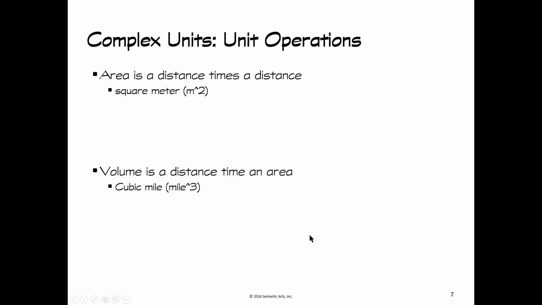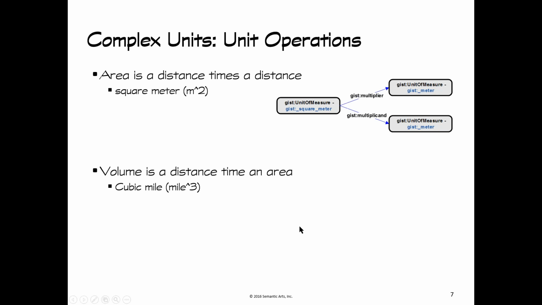Now we also have in GIST a way to put together complex units. There's a variety of unit operations. So you can put two units together and get another unit out of that. So area, for example, is a distance times a distance, and the standard unit would be meters squared. And this is how we would create that. We would create a new unit called square meter, and it's built by multiplying, there's a multiplier and a multiplicand, by multiplying together two, in this case they're the same unit, but in general two different units.